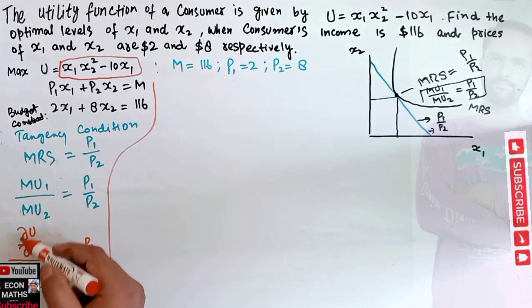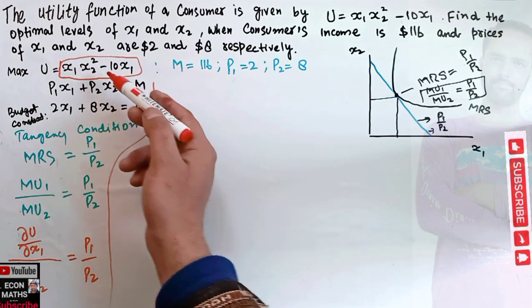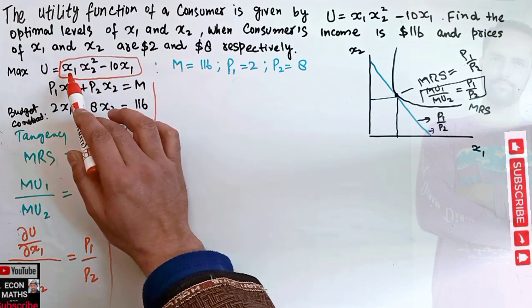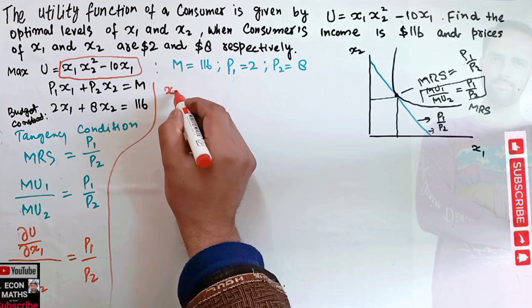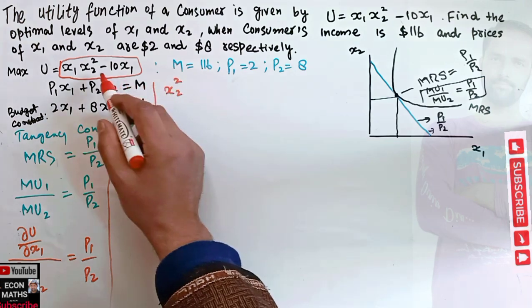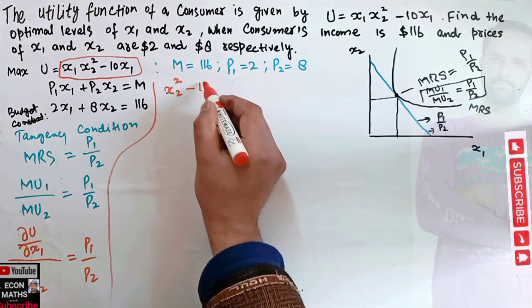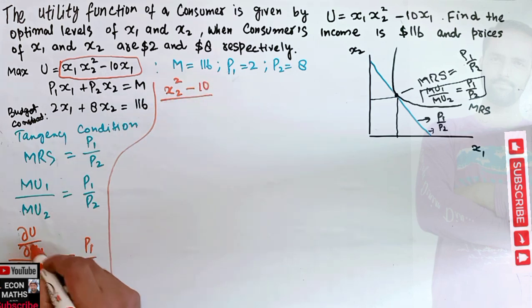Now du upon dx1 means taking the derivative partially with respect to x1. So the derivative of x1 is 1. Here we are left with x2 square, minus the derivative of x1 is 1, so we are left with 10. This is du upon dx1.